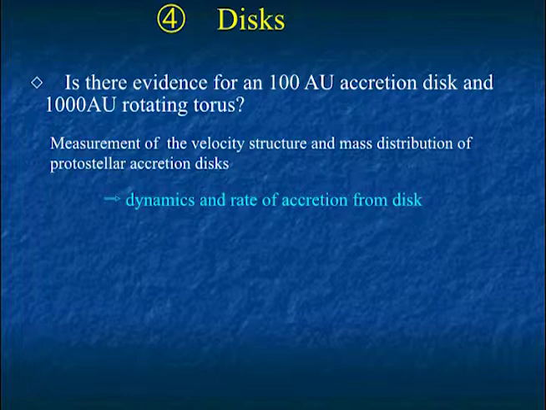So we have to measure the velocity structure and mass distribution of protostellar accretion disks, and that will give us the dynamics and rate of accretion from the disk. In that case, from the whole cloud, from the envelope.